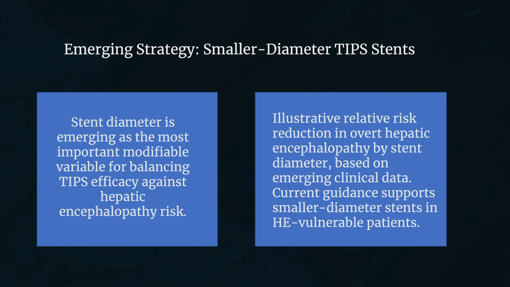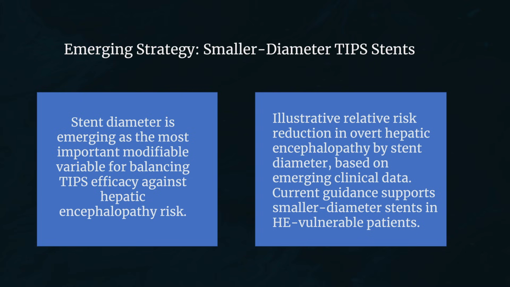And so historically, we've used 10 millimeter covered stents. However, there's data consistently now coming out showing that maybe using 8 millimeter stents instead could significantly reduce rates of overt hepatic encephalopathy while still maintaining similar control of bleeding and ascites. And even more interesting is now the use of what we call underdilated 6 to 7 millimeter covered stents, which further reduce risk of encephalopathy without really compromising benefits achieved from portal decompression.